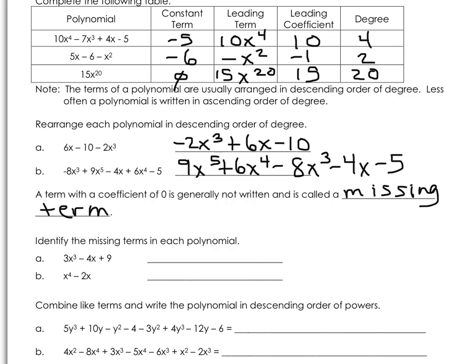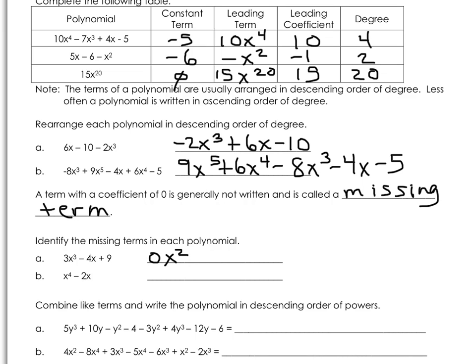So looking at this next example, A, 3x cubed minus 4x plus 9, what's the missing term? Well, we start off, the highest exponent is 3. There is no term that has x squared, so that term is missing. We could think of it as 0x squared if we wanted to. Then we have x to the first, and finally we have a constant term, which we think of as a 0 degree term at the end.